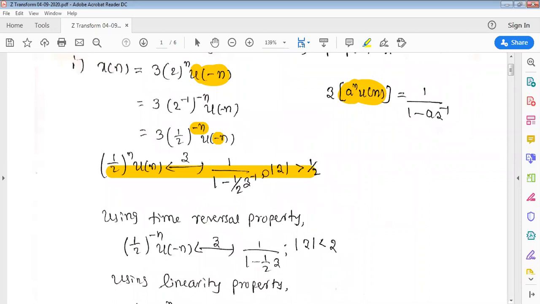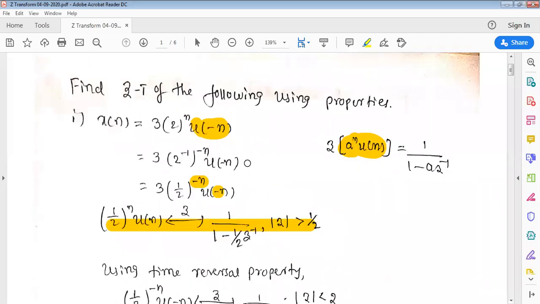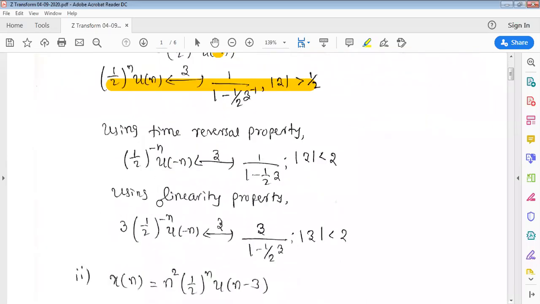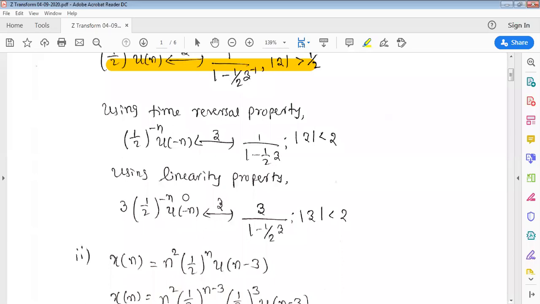Now actually what you require is 3 into this much. Until now I obtained the z transform of 1 by 2 raised to minus n u of minus n. Now I'll use the last property, multiplication by a number, that is 3. So multiply this value by 3. It is not z, it is 3. So 3 by 1 minus 1 by 2 z, retaining the ROC mod z less than 2.